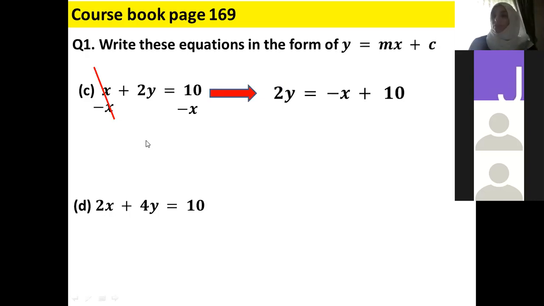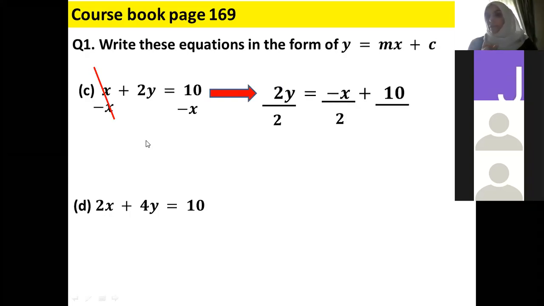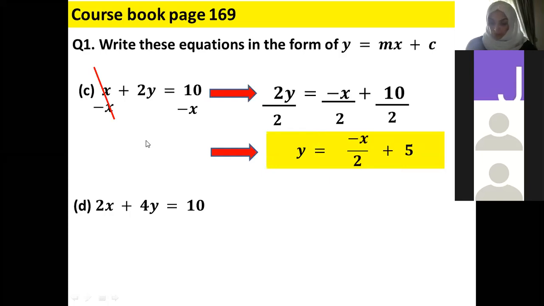Divide by 2, divide by 2. Divide by 2, 10, divide by 2, 2y. Pay attention: we don't only divide the 10 by 2, we divide everything on the right side by 2. So what do we get, Jawad? y equals x divided by 2 plus 5.